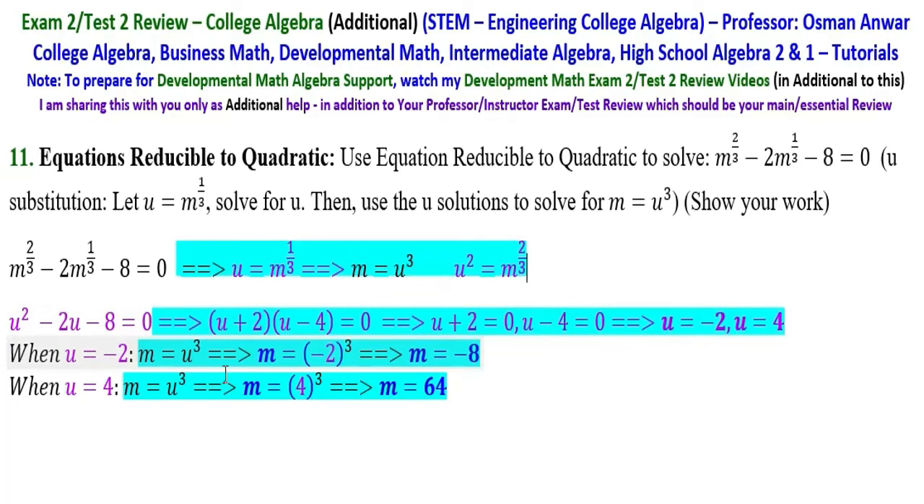Now solve for m. When u is equal to minus 2, back substitute. m is equal to u to the 3rd. That is m equals minus 2 to the 3rd, that is m equals minus 8. When u equals 4, m is u to the 3rd. Then m is equal to 4 to the 3rd, which is m equals 64. So the solutions are m equals minus 8 and m equals 64. Those are the two solutions.